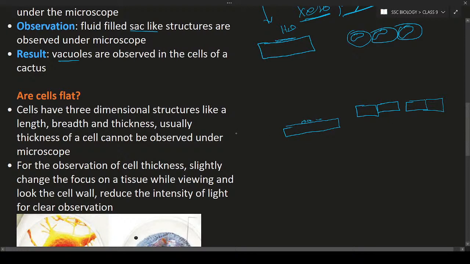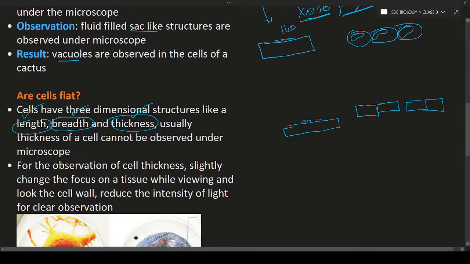They are thick. They have some breadth. They have some length. And also they have some thickness. So these are the properties of the cells. Each and every cell has some length, breadth, thickness. Depending upon the type of cells, they may have different length, different breadth, and also different thickness. So this is about the cell's size and structure.